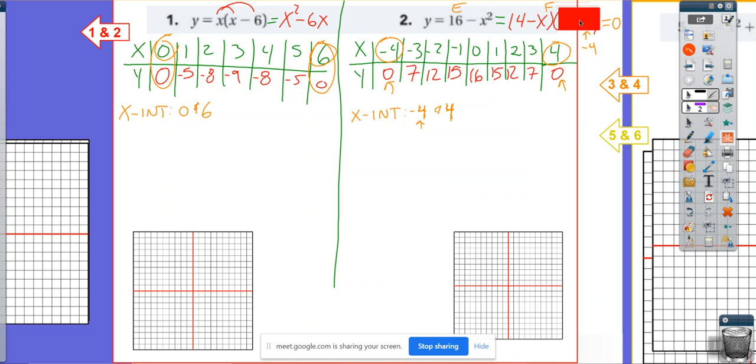If I do the same thing over here, let's cover that up. 4 minus something is 0. What's that something? That's a positive. That's our positive form. Oh, so that's where we get this one.